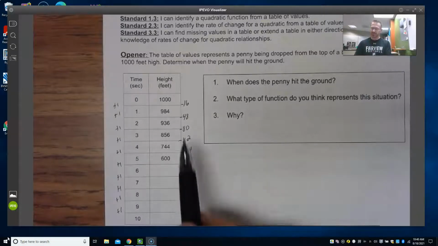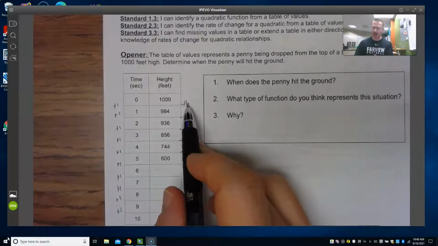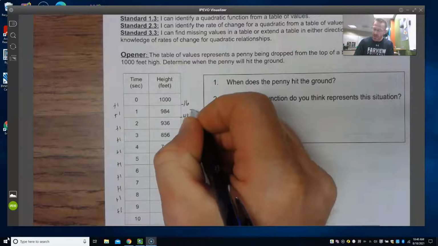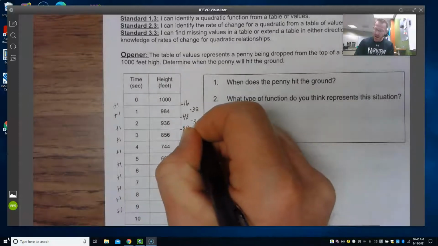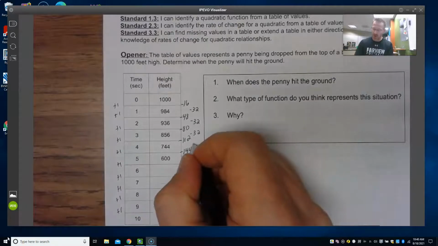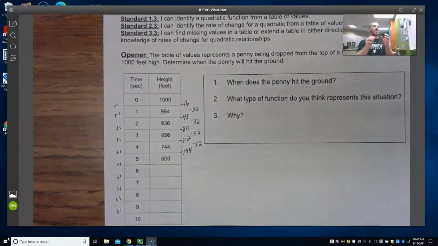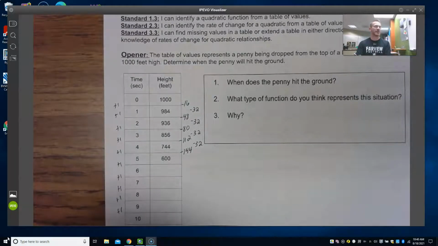So here's the pattern. These numbers are not constant, but how they change are. And that's the big idea with a quadratic. So when I look at this, notice when I go from negative 16 to negative 48, I went down 32. When I go from negative 48 to negative 80, I go down 32. When I go from negative 80 to negative 112, I go down 32. When I go from negative 112 to negative 144, I go down 32. And that is the pattern that we want to see in a quadratic. That tells me that it's a quadratic, if the rate of change is changing by a constant. So how do I get my next rate of change? I have to subtract 32 again.